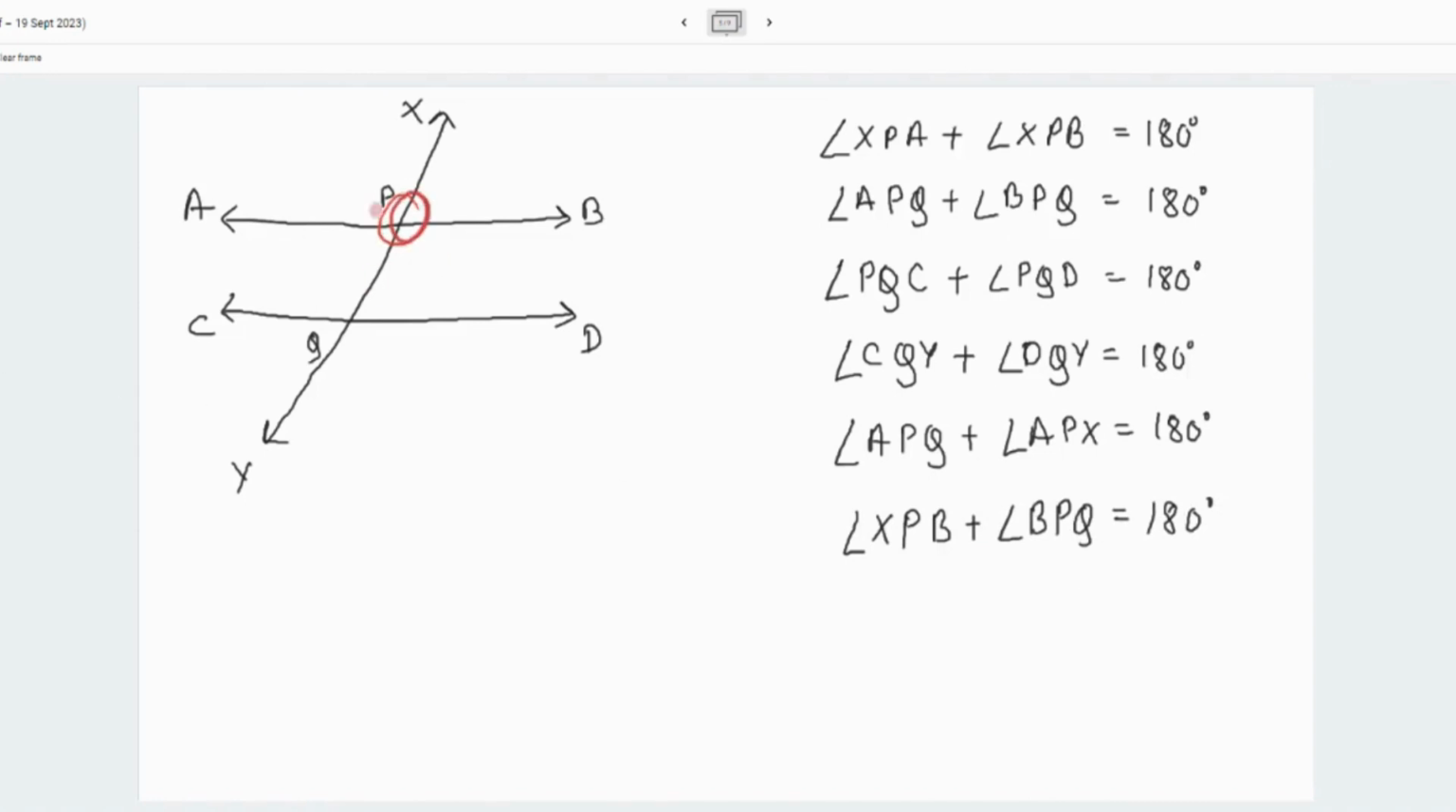This was at this point. This is a straight line, right? Agree with me? This is a straight line. This is 180 degrees, right? So angle XPB, this angle plus this angle, will be 180 degrees. Straight line.